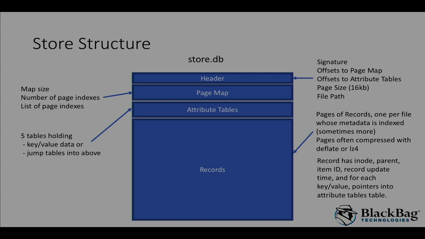It has pointers to these attribute tables. There are five tables near the beginning of the file that hold strings that are commonly used, like attribute names that are used over and over and over again, and some other stuff. And then the records themselves. So records, there's at least one per file on the system that's indexed by Spotlight. There are occasionally more than one, which we'll see. The pages themselves are usually compressed with either deflate or LZ4.